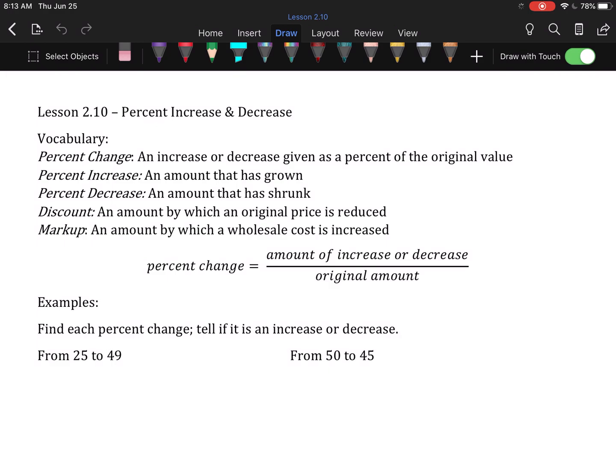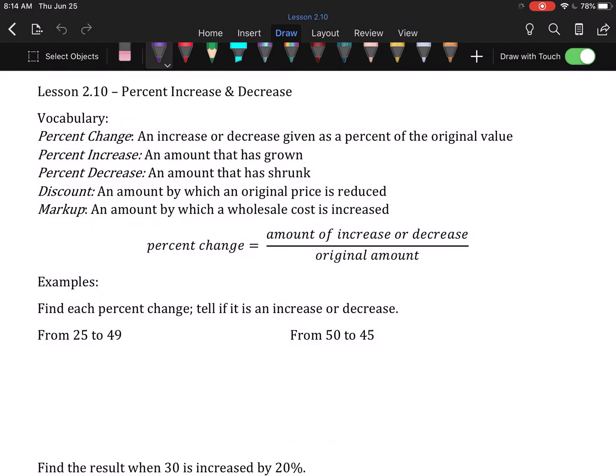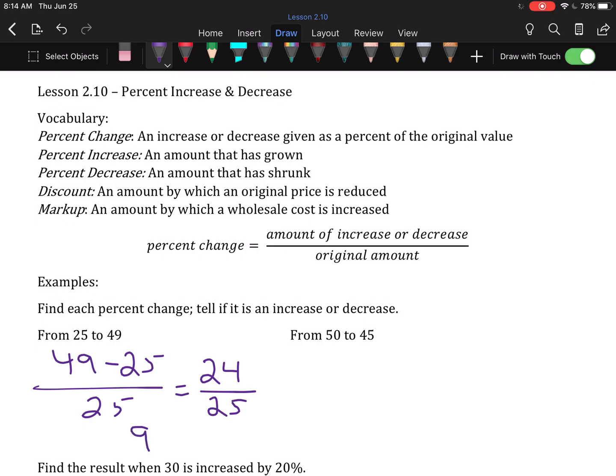First couple of things here will be familiar, we've done them before. Find the percent change and state if it's an increase or decrease. So from 25 to 49, the way we do this is we take the second number, subtract the first number, then divide by the first number. So 49 take away 25 is 24. And 24 divided by 25 is 96%. And this is an increase because we went up.